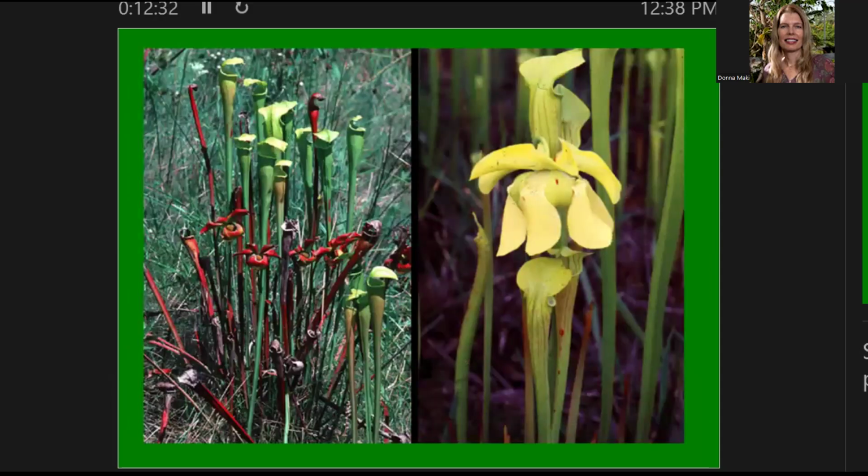Can you tell what these are? Yeah, pitcher plants. I don't think we have these species here, but they're really cool. Do we? Yeah. On the left? It's like little purple. And I know the purple ones.